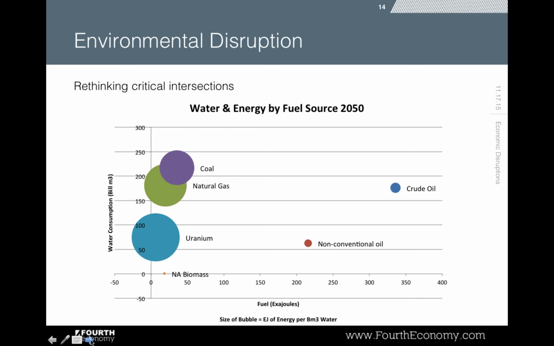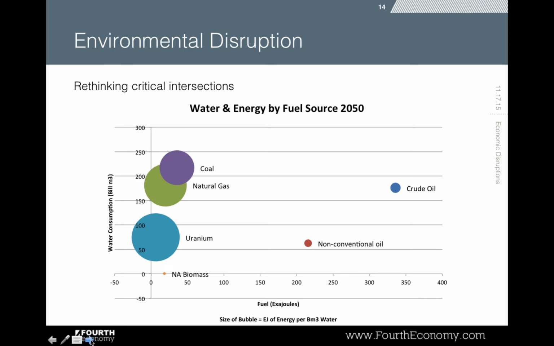Now, this isn't a perfect presentation of it. Your non-conventional oils like your tar sands show up as very inefficient. They also really pollute the water that gets used. Whereas biomass, which is also inefficient, really doesn't do as much harm to the water supply as some of these other sources. But we need to start thinking about how water efficient our fuel sources are and how water efficient our production systems are and our built environment.